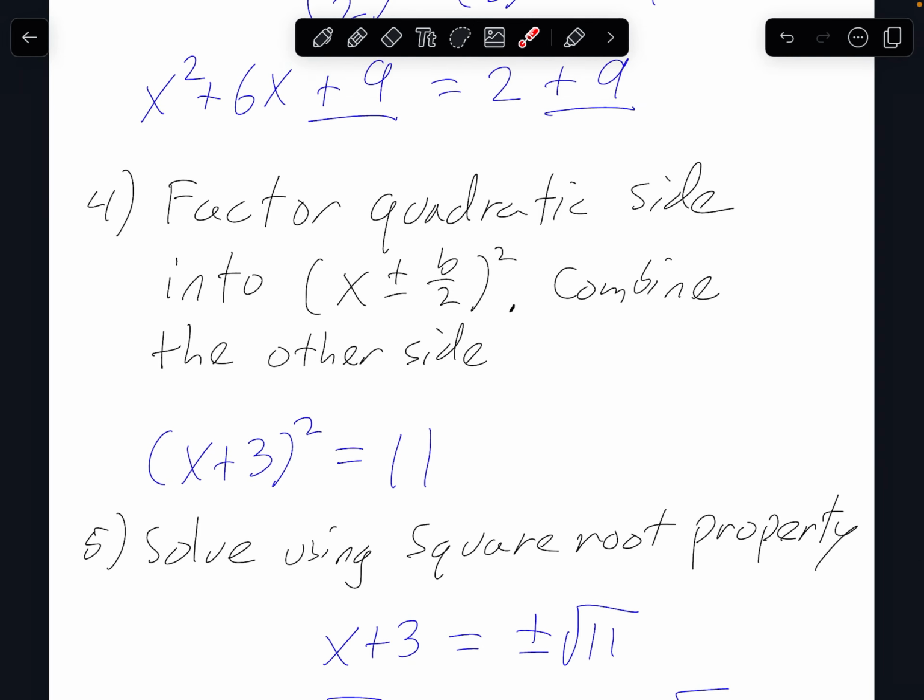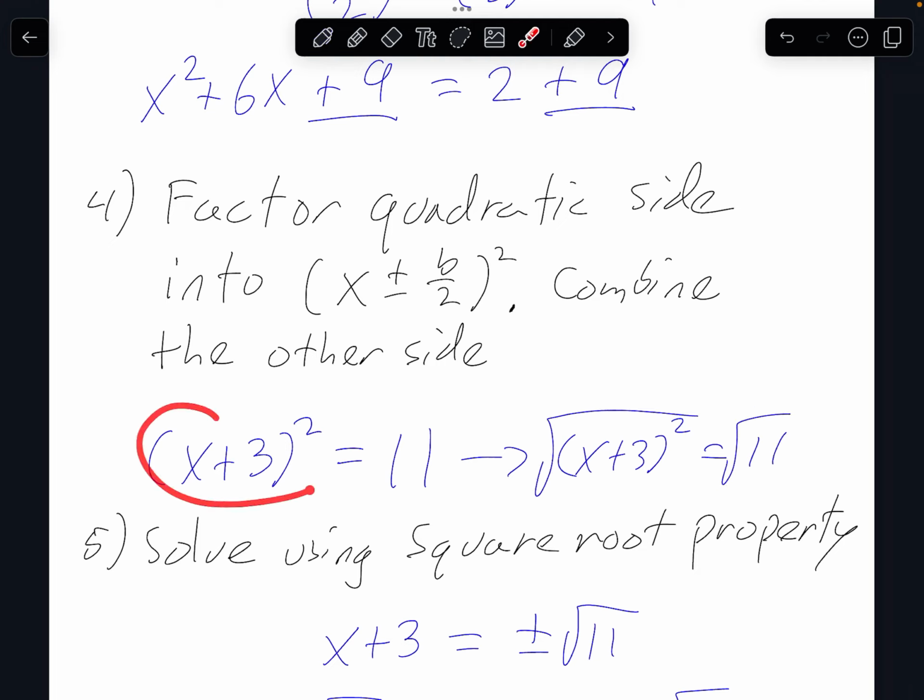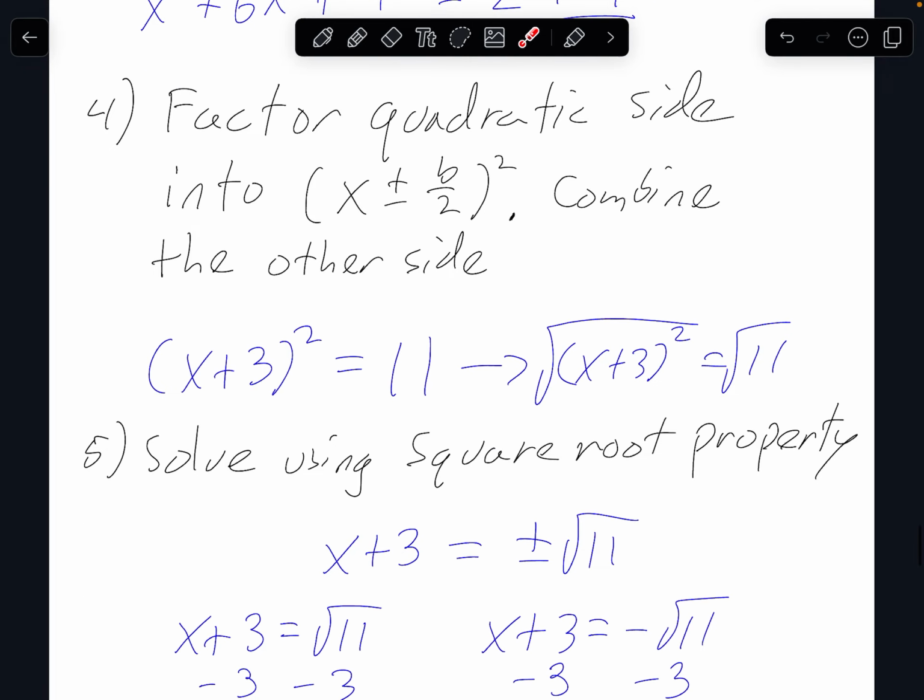Now, we can solve this using the square root property. Because again, what we're looking for is this, a binomial raised to the second power. So when we take the square root of it, it comes out cleanly. The other side, if it doesn't come out cleanly, so be it. That is the way things go.